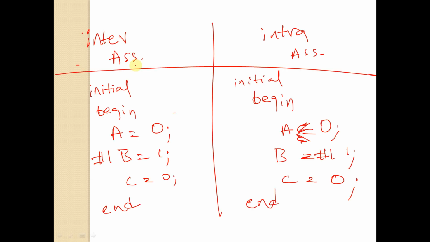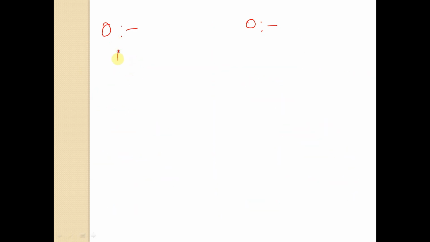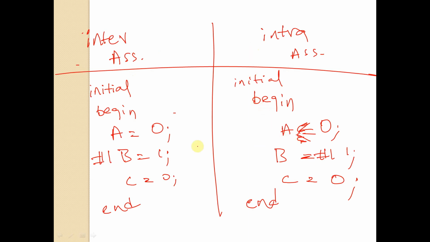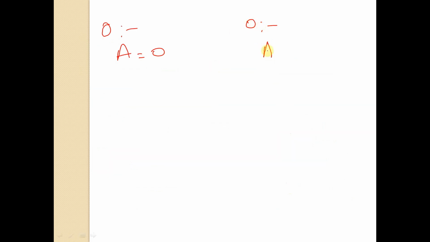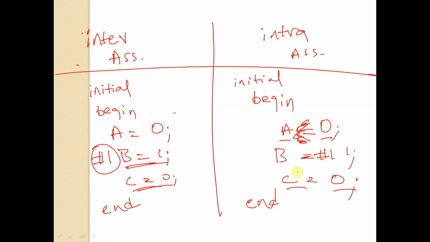So at 0 time unit, I will get the value of a is equal to 0. And here also at 0 time unit, the inter assignment delay 1 is mentioned here, so it will block the execution of further statements. But here at 0 time units, we have a is equal to 0 and c is equal to 0. We will get a is equal to 0 and c is equal to 0. So there is no delay that is blocking here.